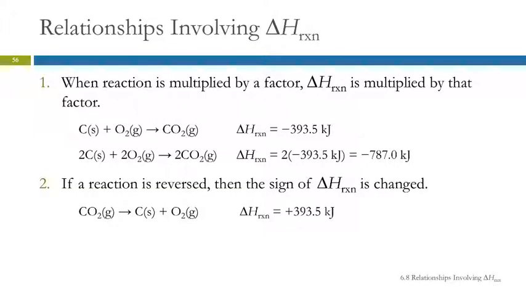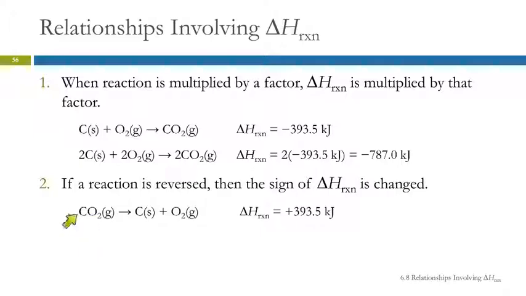So delta H relates to the molar amounts in the balanced chemical equation that's listed. So delta H here, minus 393.5, that's for every mole of carbon that's reacted. If I burn 2 moles of carbon, how much energy am I going to get? Twice as much, right? So if I multiply the coefficients by a factor of 2, I multiply delta H by a factor of 2. If I multiply by 5, I multiply by 5. If I divide by 3, I divide by 3.